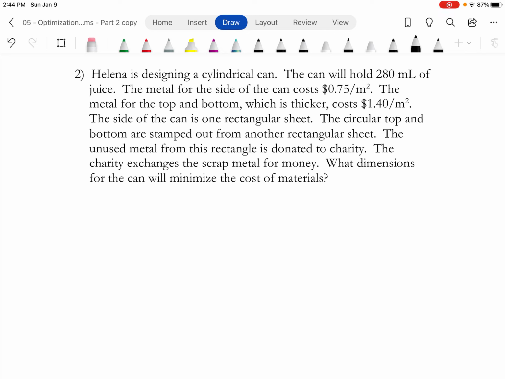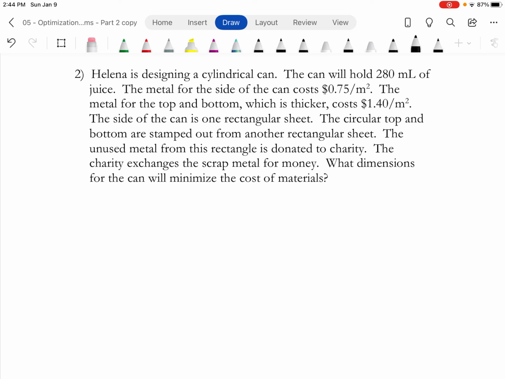The metal for the side of the can will cost 0.75 per meter squared. Okay, so we're already in trouble. We've got milliliters and meters squared. The metal for the top and bottom, which is thicker, costs $1.40 per meter squared. The side of the can is 1 rectangular sheet. The circular top and bottom are stamped out from a rectangular sheet. The unused metal from the rectangle is donated to charity.